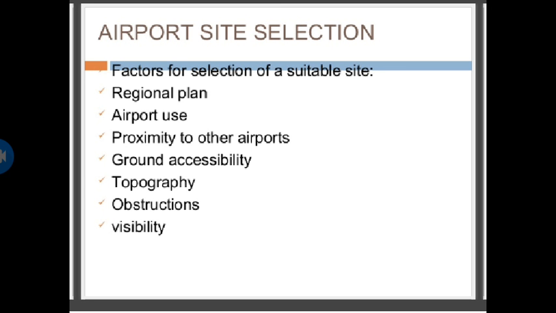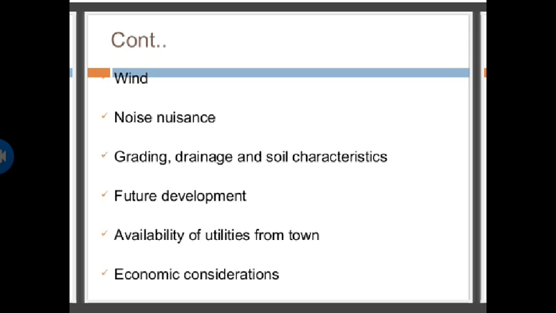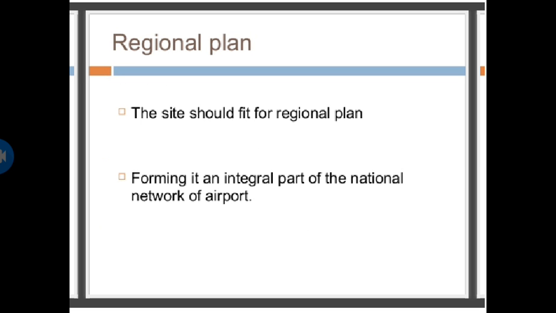First one, regional plan. Next, airport use, proximity to other airports. Then ground accessibility. Next, topography, obstructions, visibility, wind data, noise nuisance, grading, drainage and soil characteristics, future development, availability of utilities from the nearby town, and finally the economic consideration. So first one, regional plan.